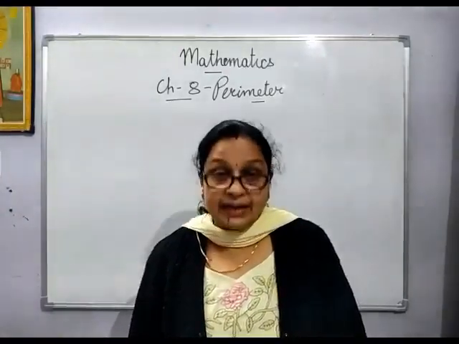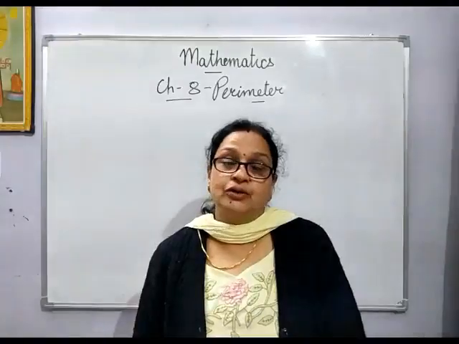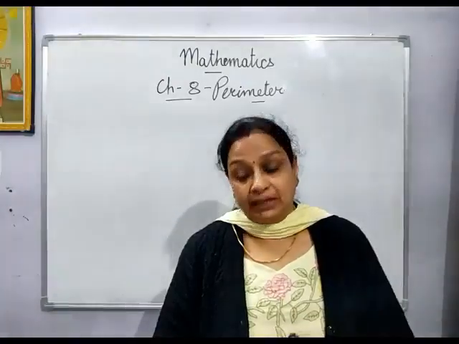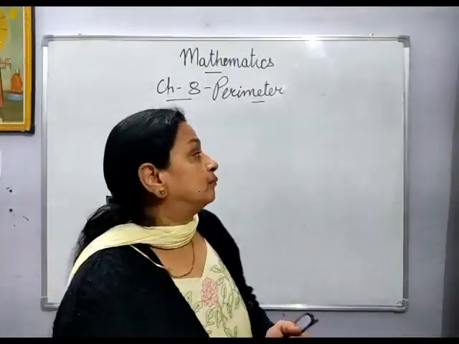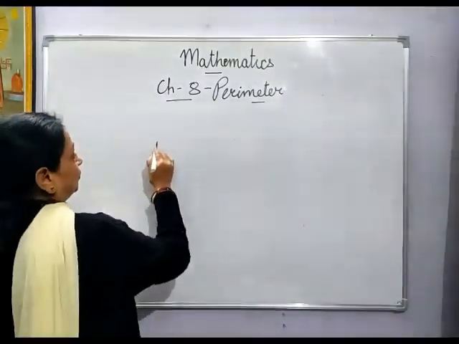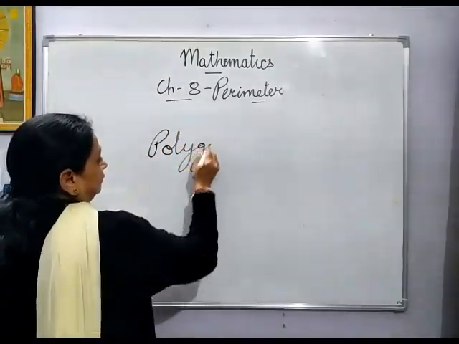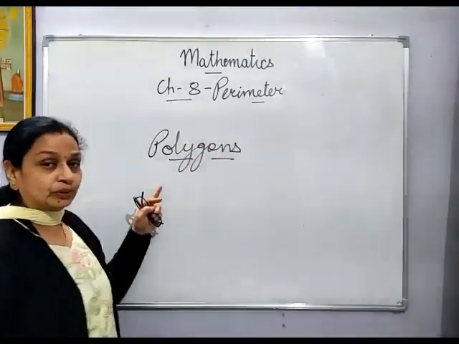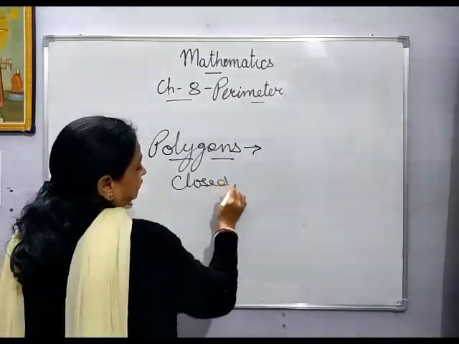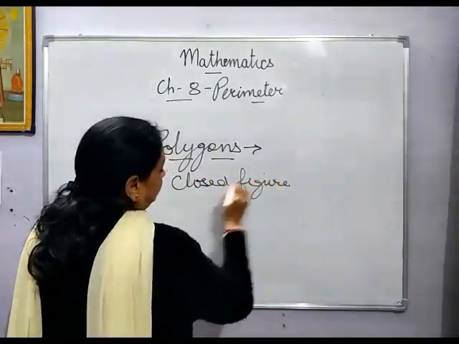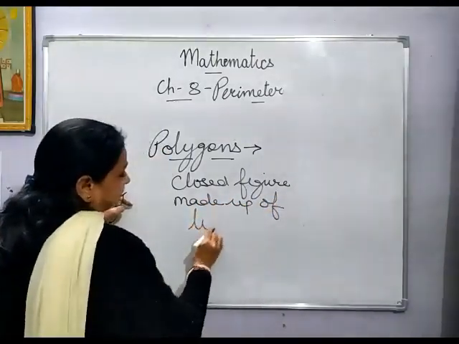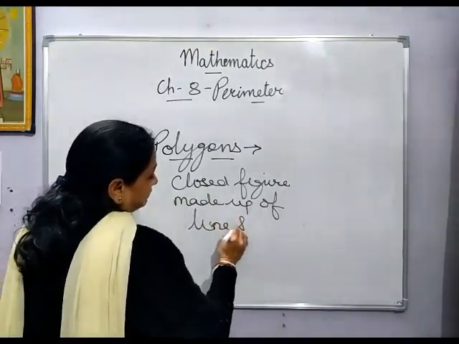Then points to remember: to find the perimeter of a polygon, we add the measure of all the sides. Besides this, the perimeter is calculated for polygons. And you know what polygons are? Polygons, this is a very important word. Polygons are closed figures made up of line segments.